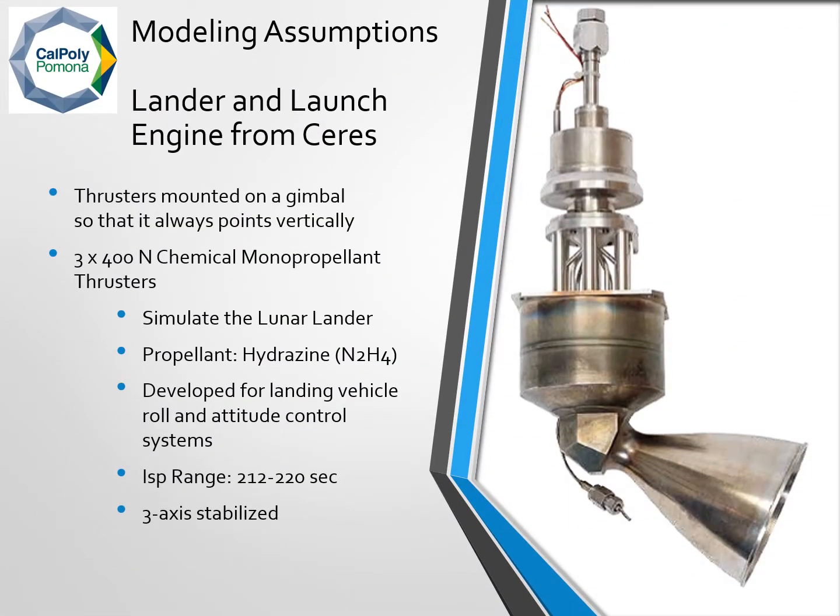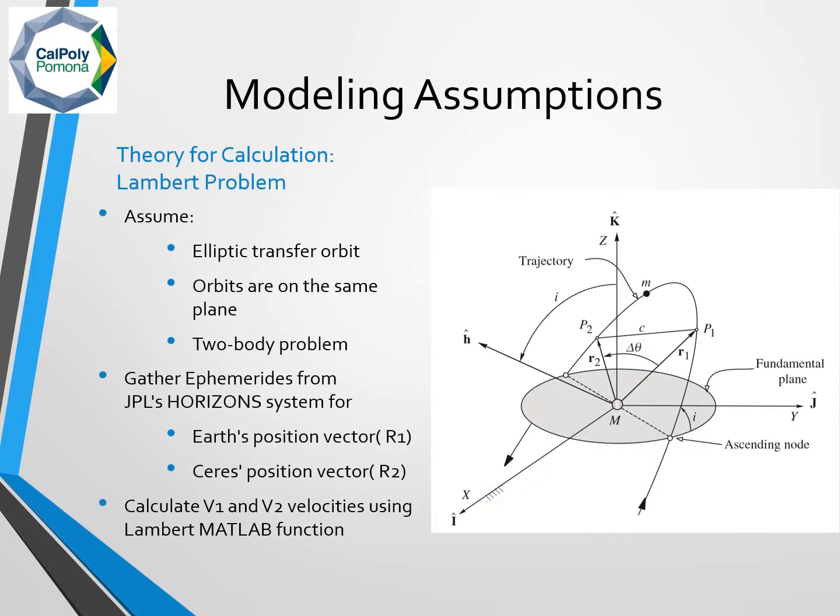3 hydrazine thrusters will be mounted on a 3-axis stabilized gimbal beneath the lander so that they always point vertically to ensure proper landing and takeoff. Each thruster can produce 400 newtons of thrust with a specific impulse of up to 220 seconds.